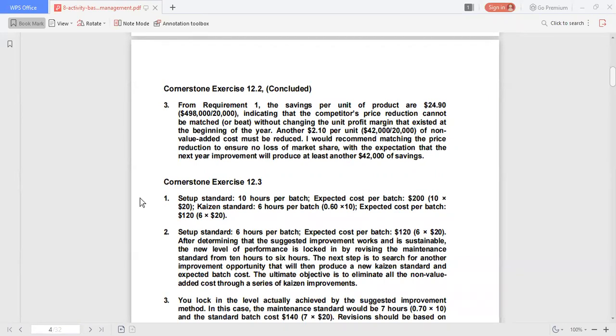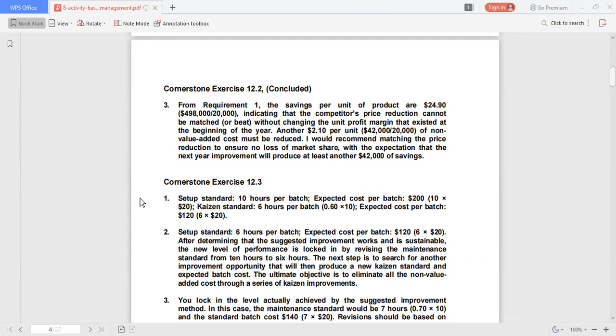Now we have exercise 12-3 in the solution. So what is the setup standard for setup hours and the associated expected cost at the beginning of its first quarter, the Kaizen standard and expected associated cost? Now the company produces custom-made machine parts.